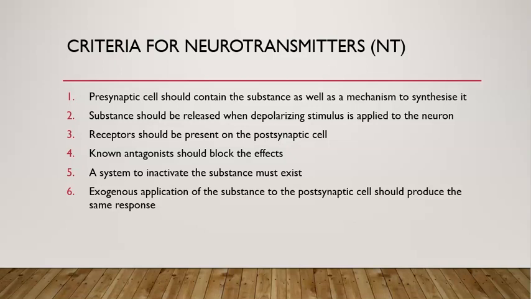There should also be exogenous application of the substance. Applying it to the postsynaptic cell should produce the same response as if it was normally released and acted on that synapse, that receptor. Okay, so if we were to take acetylcholine and inject it directly into the synapse, so we cut out that presynaptic cell, it should cause the same effects as if the presynaptic cell released it itself. Okay, those are our criteria for a neurotransmitter.